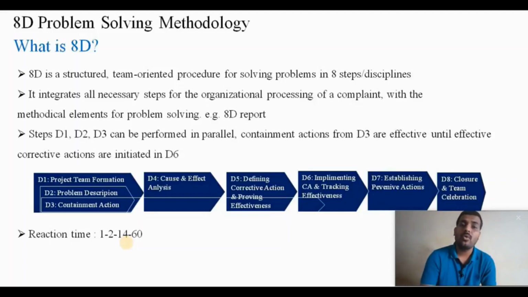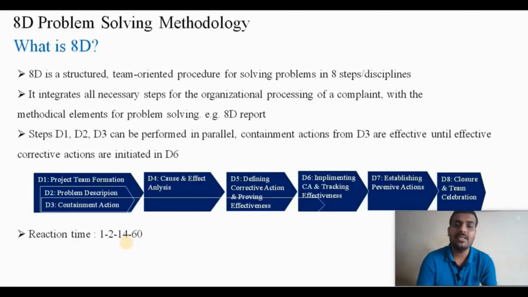Once you receive the customer complaint, within 1 day or 24 hours you have to complete the D1, D2, D3 phases, that is up to the containment action. You have to perform all activity within 1 day. Then 14 stands for 14 days for finding the corrective actions and proving their effectiveness. In total, within 60 days you have to close your 8D report. It means you have to finish your customer complaint project.